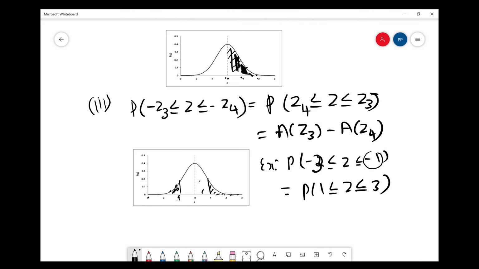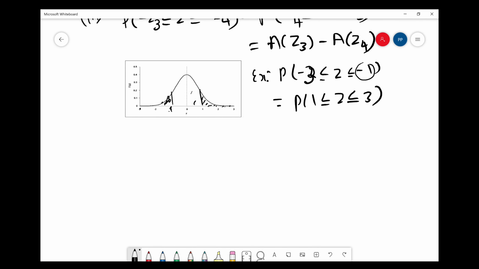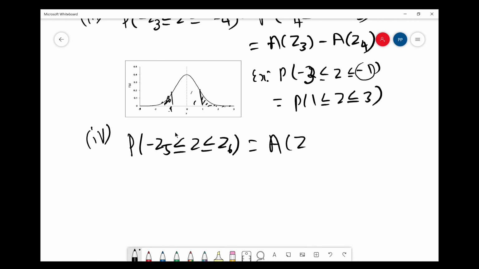Okay, the next result is the fourth one. Probability from a negative value, that is minus z5, to a positive z6. This is nothing but we can say it is equal to A of z6 plus A of z5, where z5 is nothing but the absolute value of minus z5. Minus z5 is negative, z5 is positive.